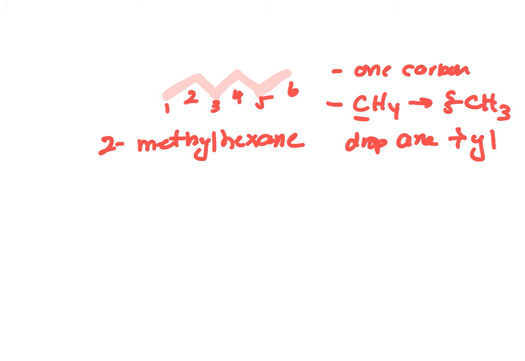Now, what happens when we have a branched substituent? So a methyl group would be considered a linear substituent. So here I drew ethyl, which is also a linear substituent where you have 1, 2 carbons. So the squiggle is meant to represent the main chain.